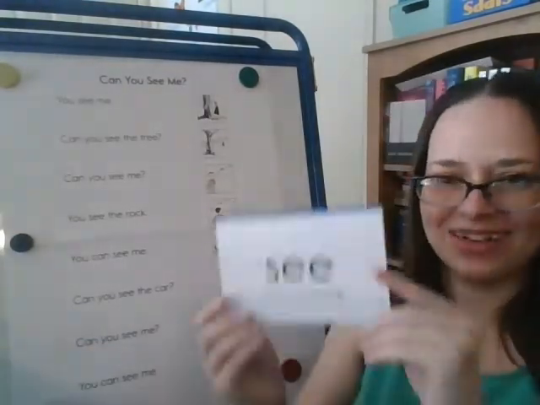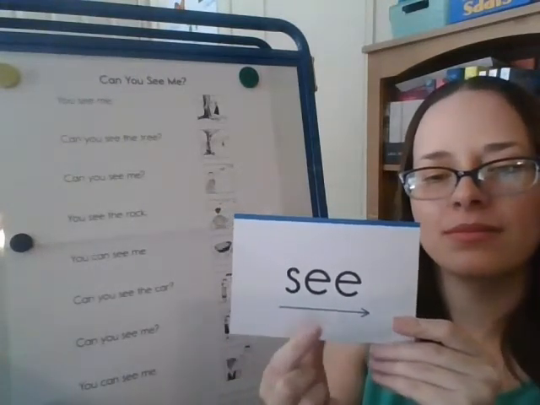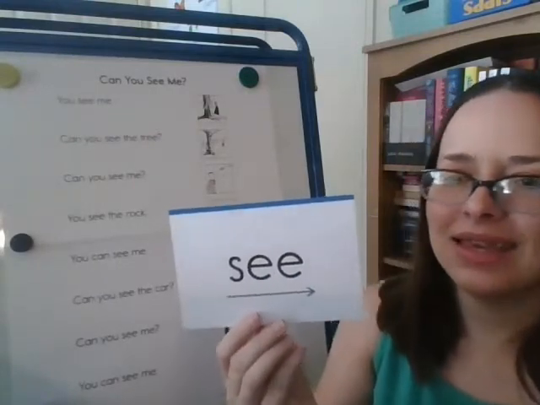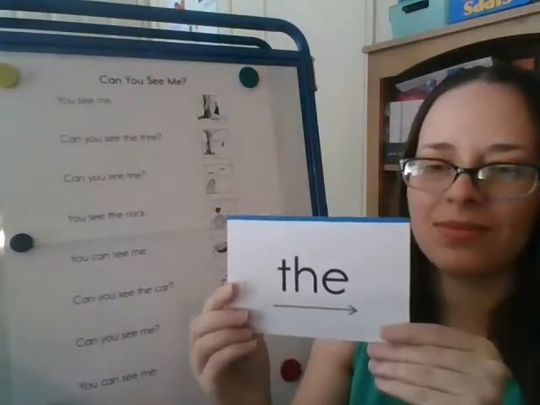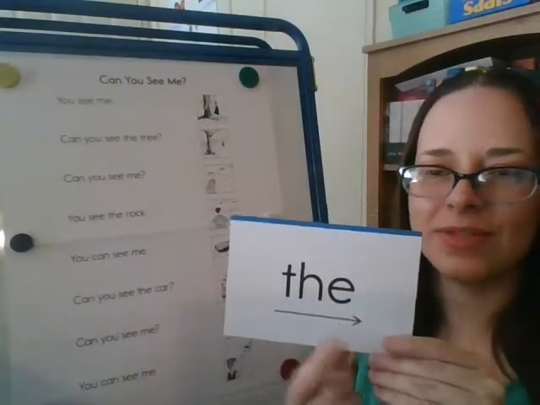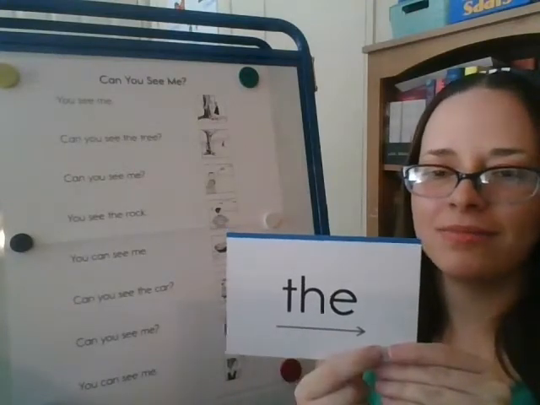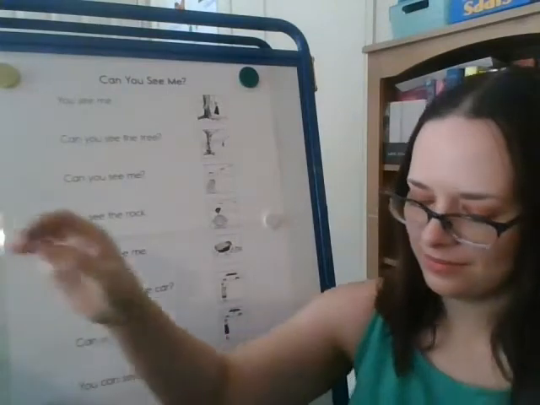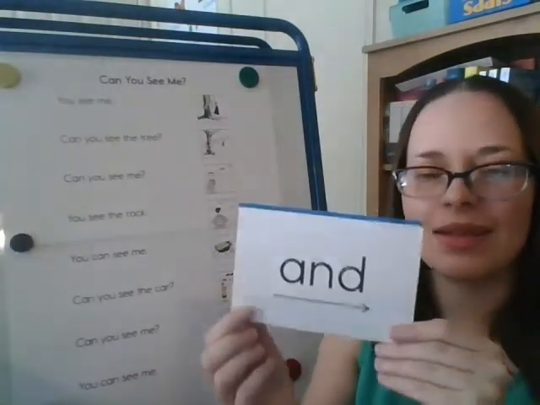Another word that we are practicing. You should know this. Read. Spell. Read. See. S-E-E. See. Read. Spell. Read. The. T-H-E. The. This one we are still practicing. We learned this in lesson 6.